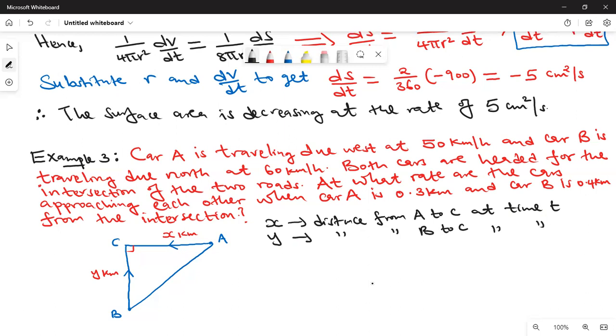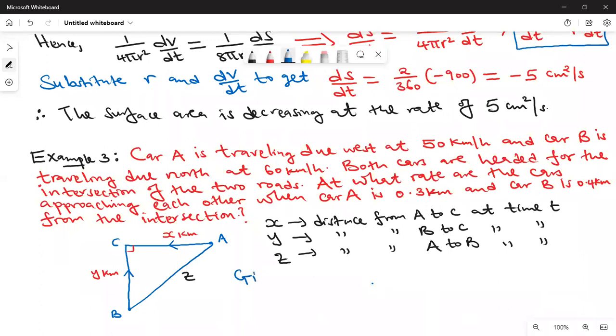So what about the distance between B and A? So let Z be the distance from A to B at any time t. So this one here is Z. Now look at that triangle. It is possible to find an equation relating x, y, and z. But before we look at the equation, what are we given?